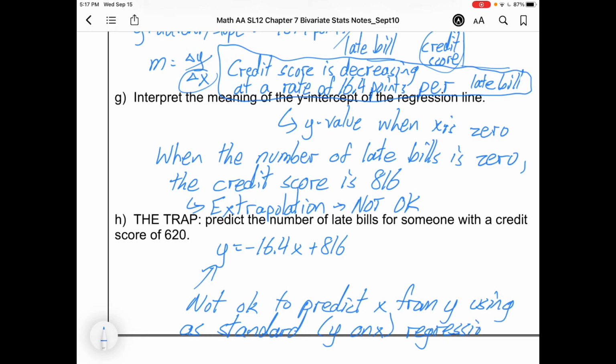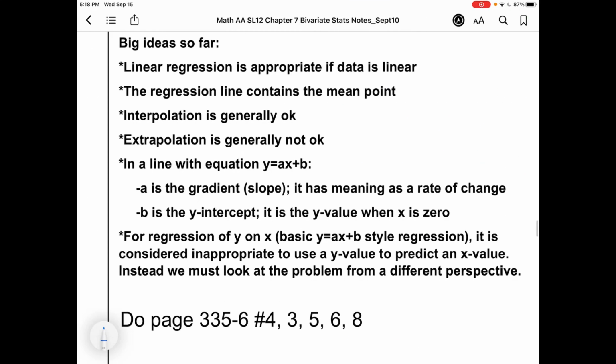So what are we at right now? What's not okay? It's not okay to extrapolate. It's not okay to predict x from y from this standard regression. Big ideas so far. Linear regression is appropriate if data is linear. Regression line contains the mean point. Interpolation is generally okay. Extrapolation is generally not okay.